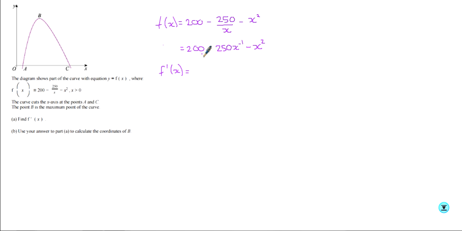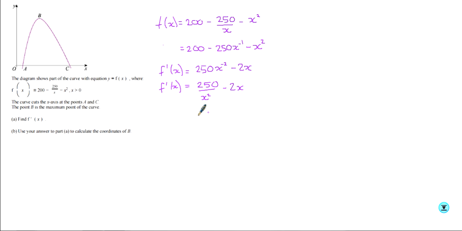So this is now going to become a positive because I'm minus 250 times a negative 1. So it's 250, but we have x to the minus 2. We're going to have minus 2x. Okay, and now let's pop this back in that form. So it's 250 over x squared minus 2x. Right, and that's it, done.